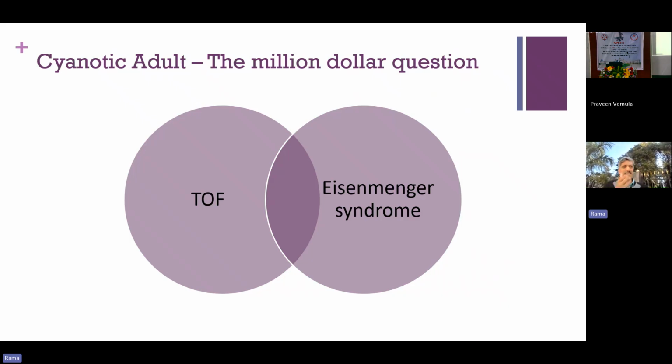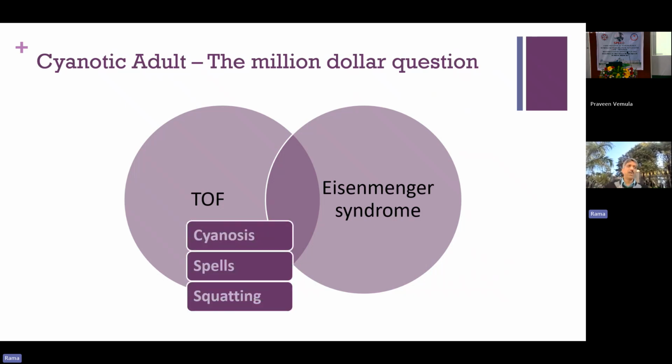What are the pointers in history that will tell you whether it is tetralogy or Eisenmenger syndrome? The important ones are the quantum of cyanosis, the nature of cyanosis, the progression of cyanosis, the occurrence of spells, and the history of squatting. These are the important features by which we are going to differentiate tetralogy from Eisenmenger syndrome.